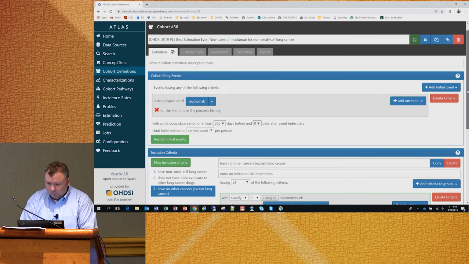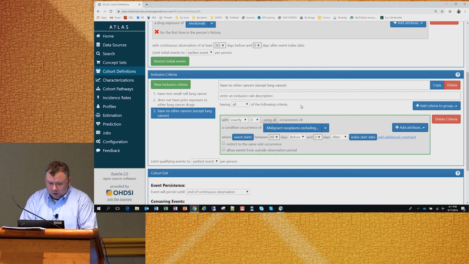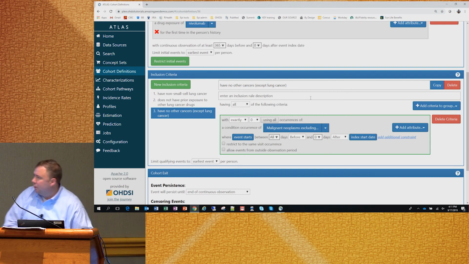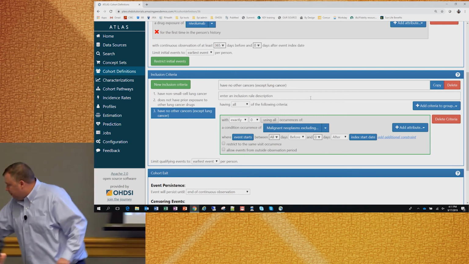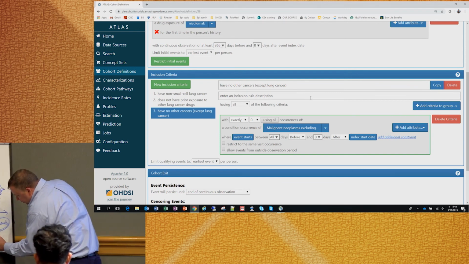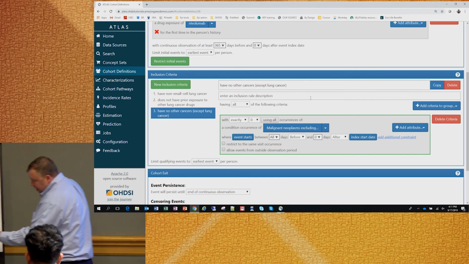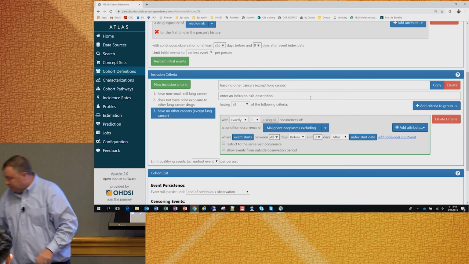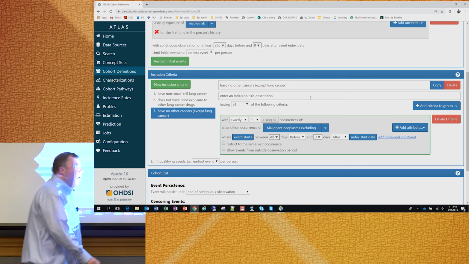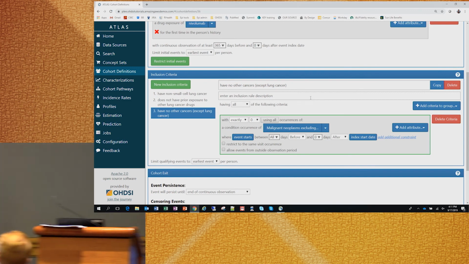Okay. So I now have a cohort of people who have non-small cell lung cancer, who do not have any other treatments all the way into day 0, and do not have any other cancers. So that's what we've just specified in our cohort. And so we now have a monotherapy cohort we can work with.